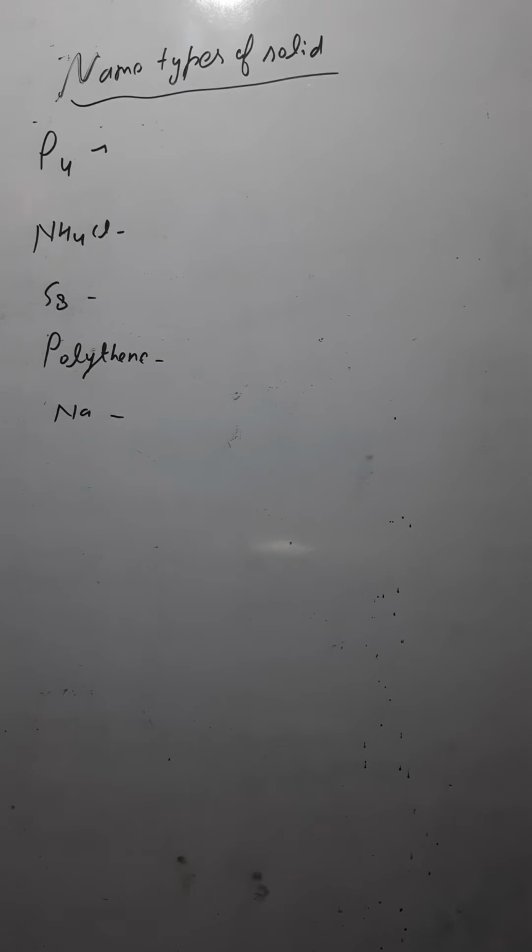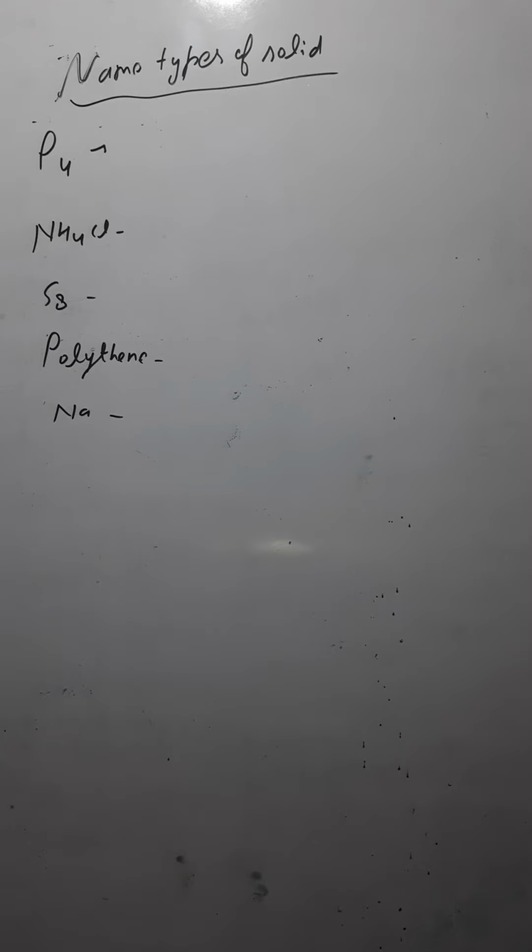Hello, dear students. Today we will move ahead in this first chapter of class 12th chemistry, that is solid state, where we were discussing the types of solids. We have already discussed crystalline solids, amorphous solids, and the types of crystalline solids. So today I have some questions for you.